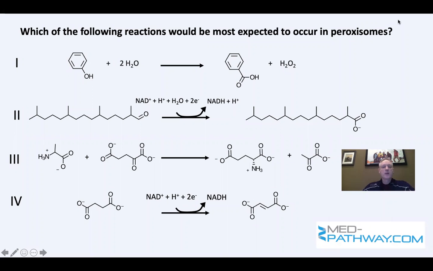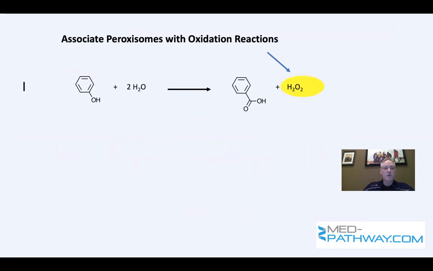Which of the following reactions would be most expected to occur in peroxisomes? And so here you see 4 reactions. And what you should be thinking about with peroxisomes is that they are involved in oxidation. They're also involved in free radicals. And so you associate peroxisomes with free radicals. You also are probably thinking about hydrogen peroxide, and your attention might have been drawn initially to reaction number 1.